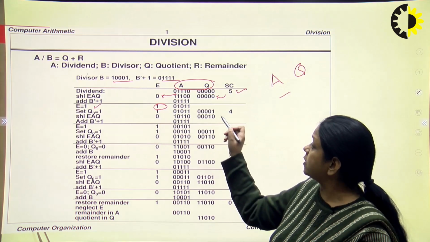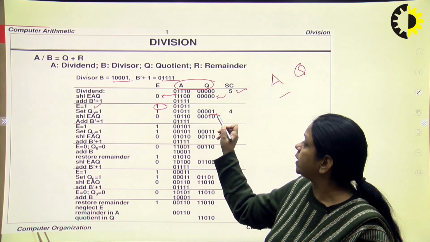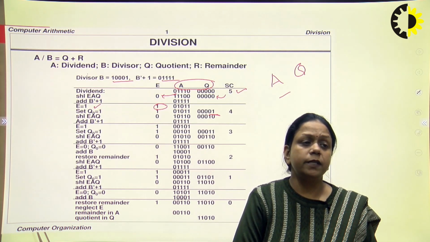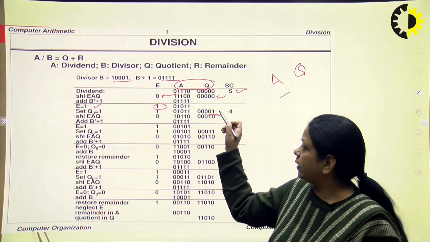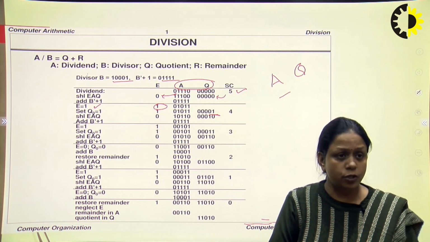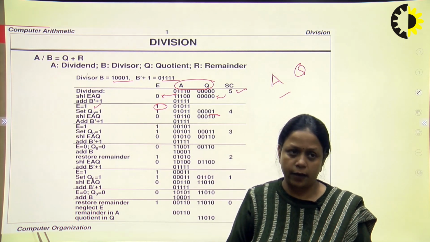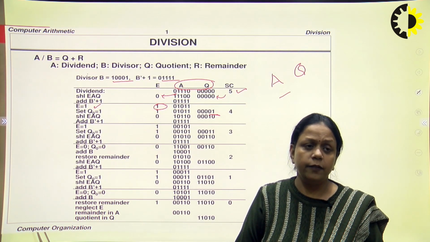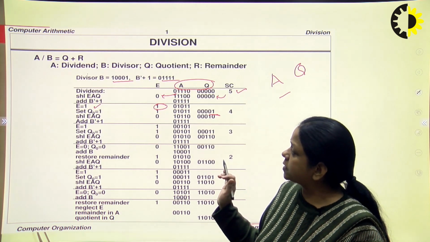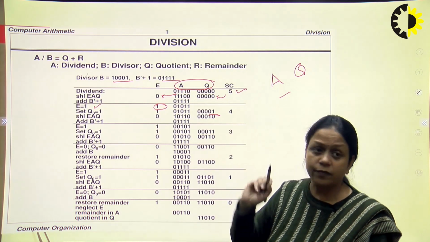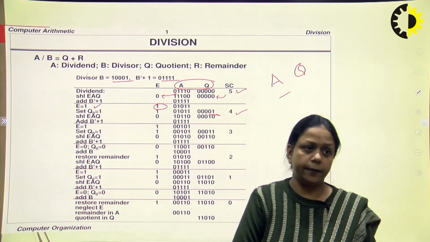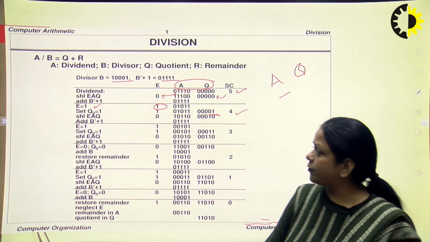Qn is this bit. So we will set this value to 1, because the value of E is equal to 1. If the value of E is equal to 0, then we will not set this value to 1. We will have to keep this value 0 only. Now one step is completed, because I have set this value to 1, so the sequence counter will be decreased to 4 here. Now again the next step will start.